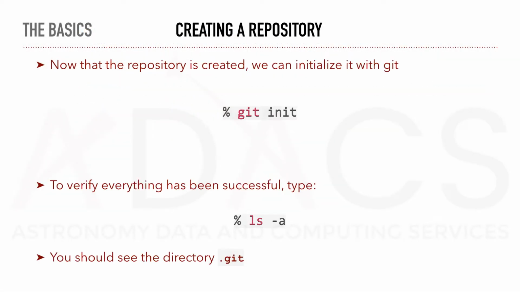Now that the repository is created, let's initialize it with Git. To do this, type git init. To verify that everything has been successful, type ls -a. You should see the directory called .git.